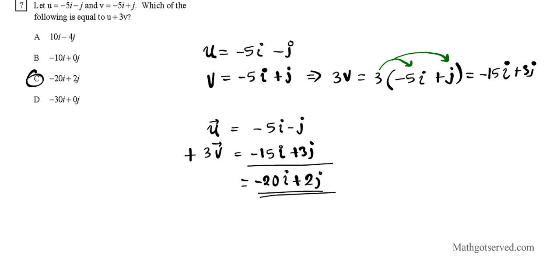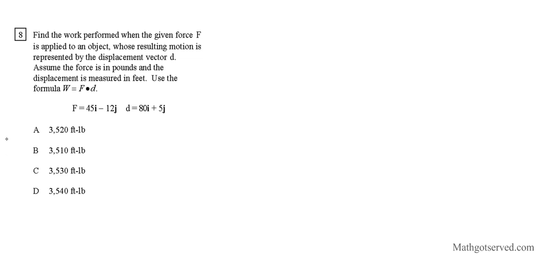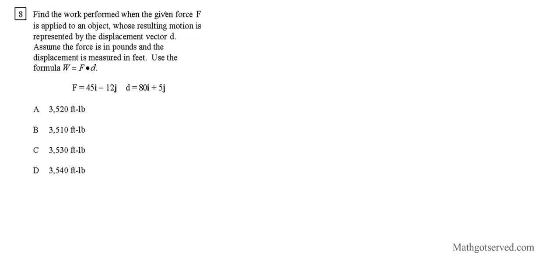All right, let's move on to question number 8. It says, find the work performed when the given force F, applied to an object whose resultant motion is represented by the displacement vector d. Assuming the force is in pounds and the displacement is measured in feet, use the formula work equals the dot product of F and d. So to look for the work done, we're going to be dotting vector F and vector d.